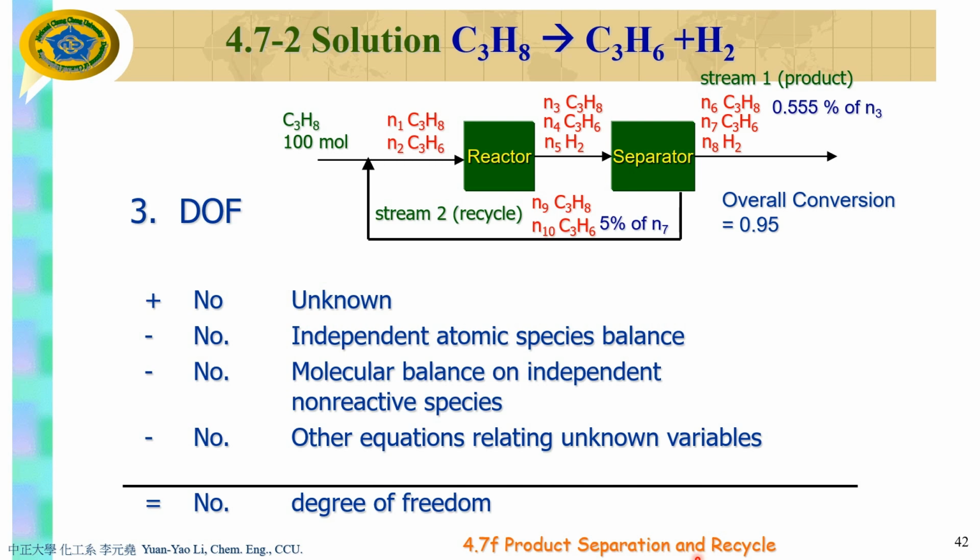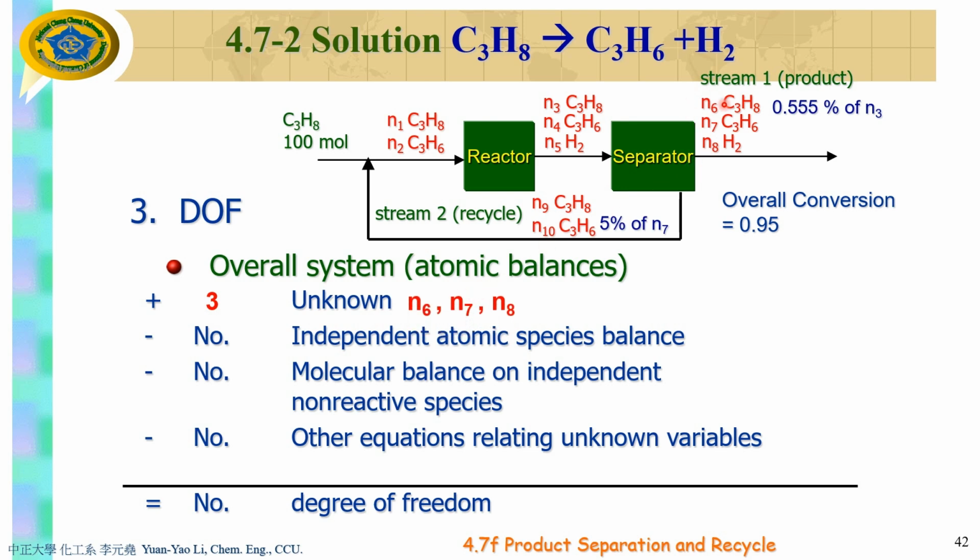So let's think of this question logically. First of all, you always think of overall, right? Overall system, you need to do atomic species balance. So DOF will be 4 terms. The first term will be unknowns. So please tell me how many unknowns in this case. Anybody want to tell me? 3, right? So that will be N6, N7, and N8.